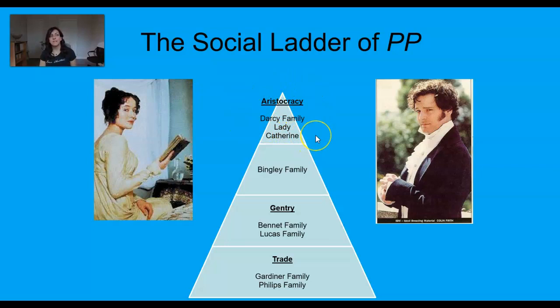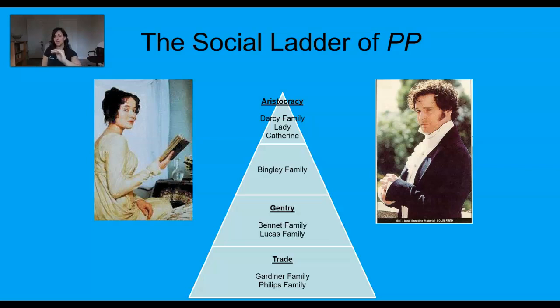This is called the landed gentry. These are the people who are rich. They're not newly rich, they're old rich. Their families were rich. They come from generational wealth. Their dads passed all of this wealth to their sons, and so they're part of the aristocracy. We have the Darcy family. Darcy has inherited an enormous estate called Pemberley from his father.